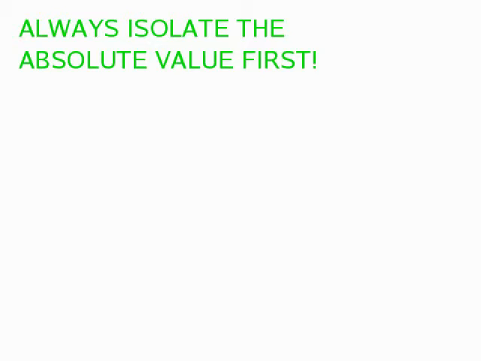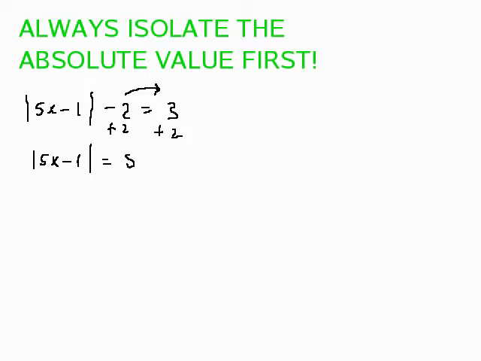Let's say someone gives you the absolute value of 5x minus 1, minus 2, equals 3. All right, now you must get the absolute value first, so we're going to go ahead and add 2 to both sides. I have seen more students miss absolute value problems because of this than you wouldn't believe.